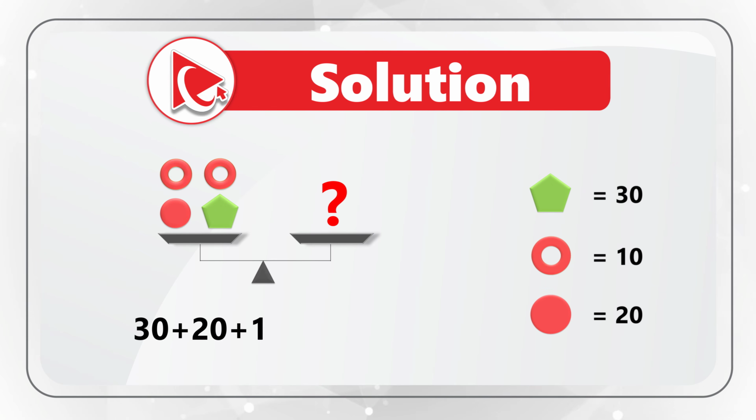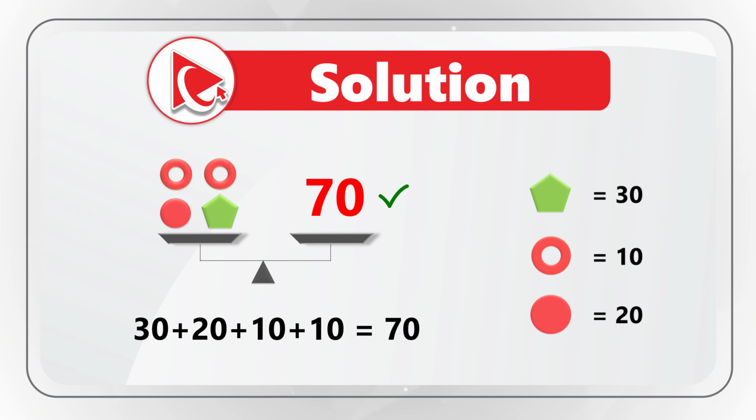30 plus 20 plus 10 plus 10 equals 70, which means the correct answer is choice C, 70. Did you come up with the same solution? If not, please make sure to post your answer and rationale in comments.